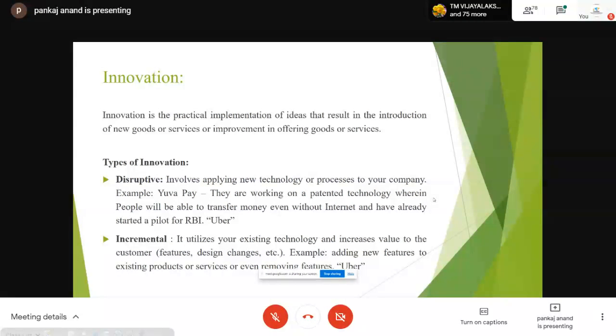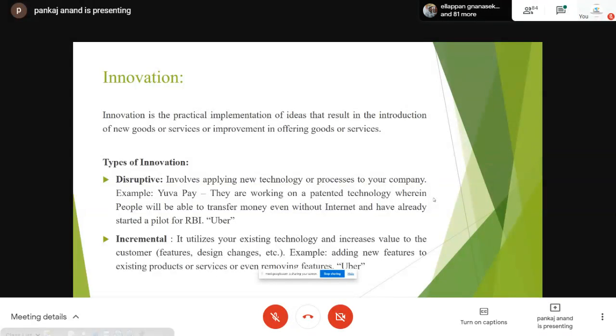So disruptive, let's take this first. It involves applying new technology or process to your company. It can be anything wherein you get in with something new. For example, I'll give you the example of Uber. I hope we all must have used it. Earlier, before Uber came in, we all used to go to our nearest bus stop, wave our hand, and if a vehicle stopped, it stopped; or else we used to waste our time, and if someone came, fine, otherwise just stay there.